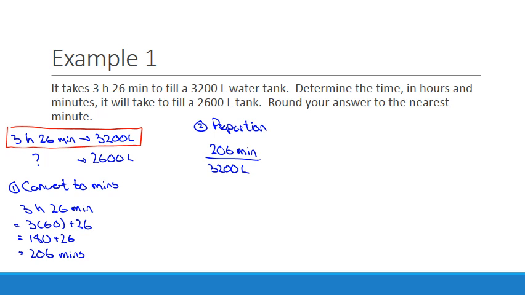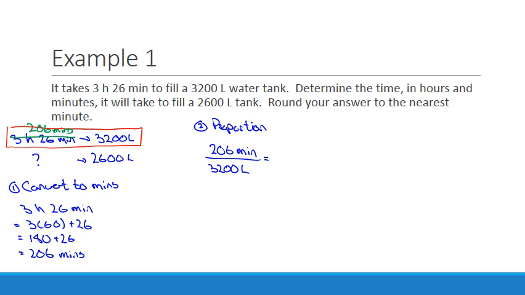Just to update this, over here now I've converted this, right? That is now 206 minutes. Now that is just a basic rate, not a unit rate, and the reason it's not a unit rate is the bottom number is not a 1. Just to clarify, I could absolutely turn this into a unit rate and then progress, but it's just an extra step that I don't need.